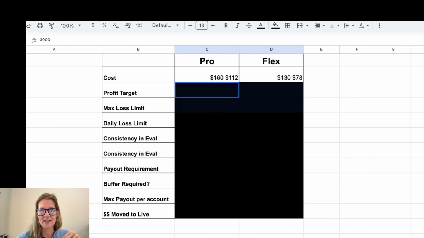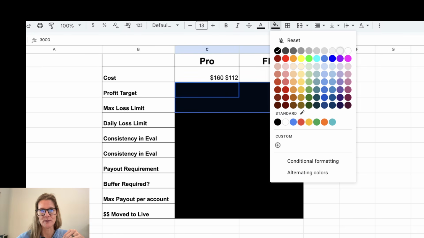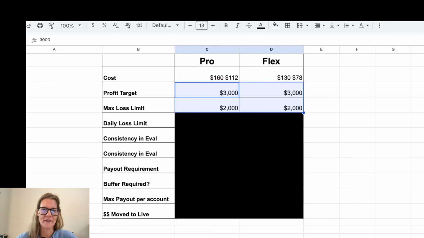Their profit targets and their max loss limits are actually the same between the two. So typical 50K account numbers, to pass their eval, it's $3,000 profit target for both, and the max loss limit for both is $2,000. So if you hit that $2,000 loss, then you fail the eval.